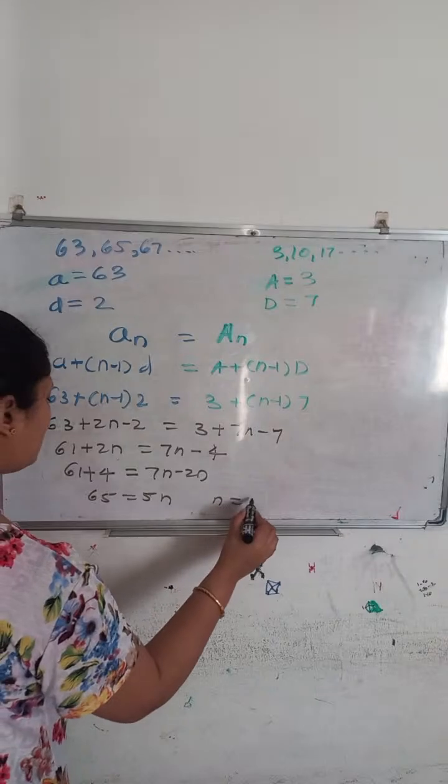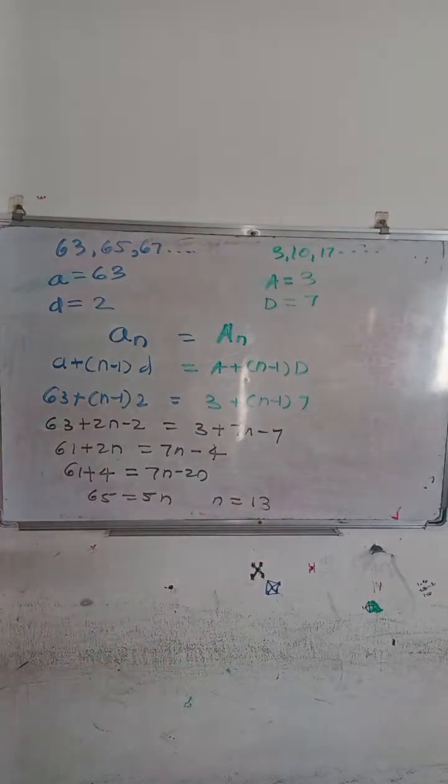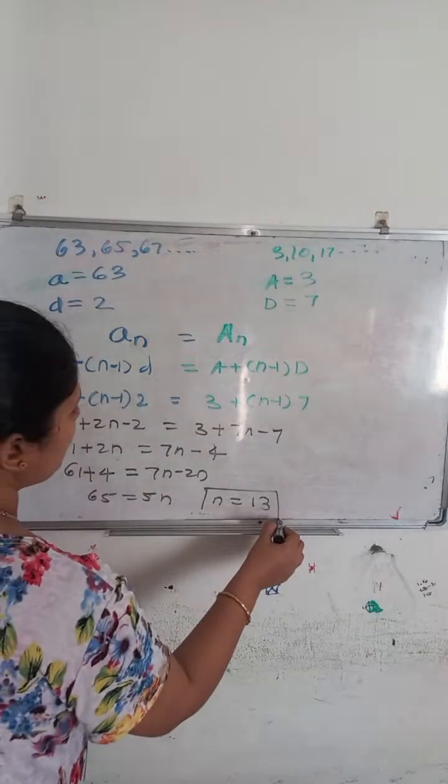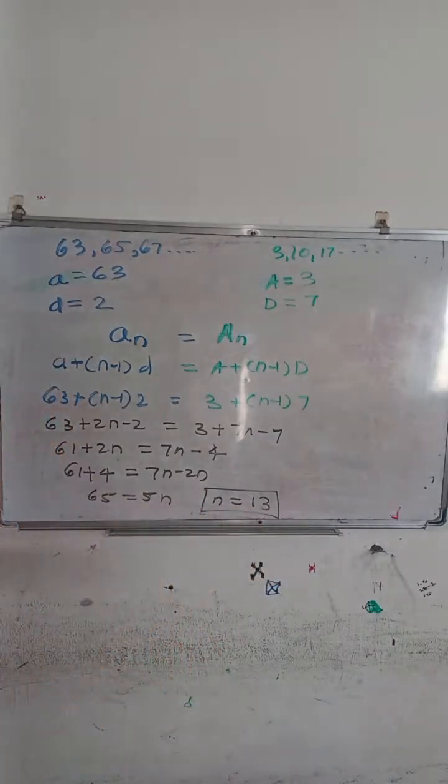So n is nothing but how much here? 13. So n we will get as 13. So their 13th terms are equal. Are you getting this? This is a 3-mark question.